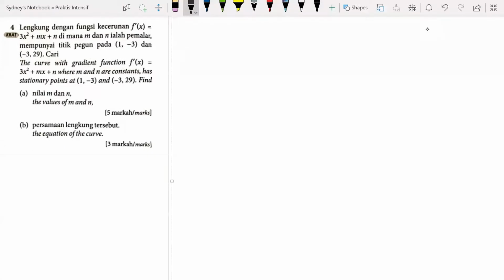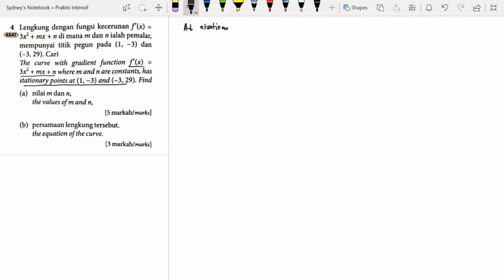Hi everyone, this is Praktis Sumatif, paper 2, question number 4. So in this question, we are given the curve with gradient function f prime x equals 3x squared plus mx plus n, whereby m and n are constants. And for this, we have the stationary points at (1, -3) and (-3, 29). So we have to find m and n.